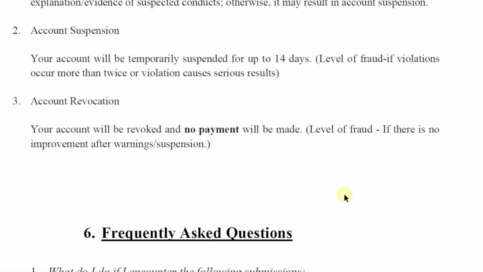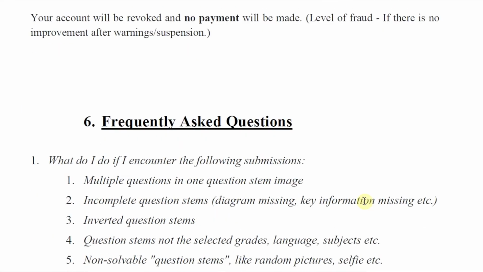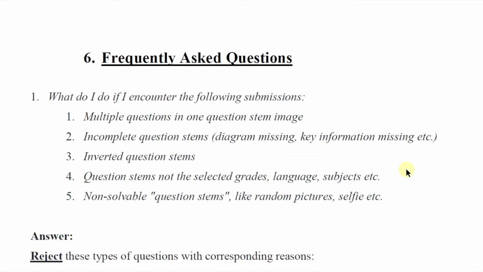Now, if we go to the next point, which is frequently asked questions. This is very important to clear all your doubts and confusions. What if I encounter the following submissions? Multiple questions in one question stem image, incomplete question stem, diagram missing, key information missing, etc. Inverted question stems, not the selected grades, language, subject, etc. Non-solvable question stems like a random picture, selfie, etc.